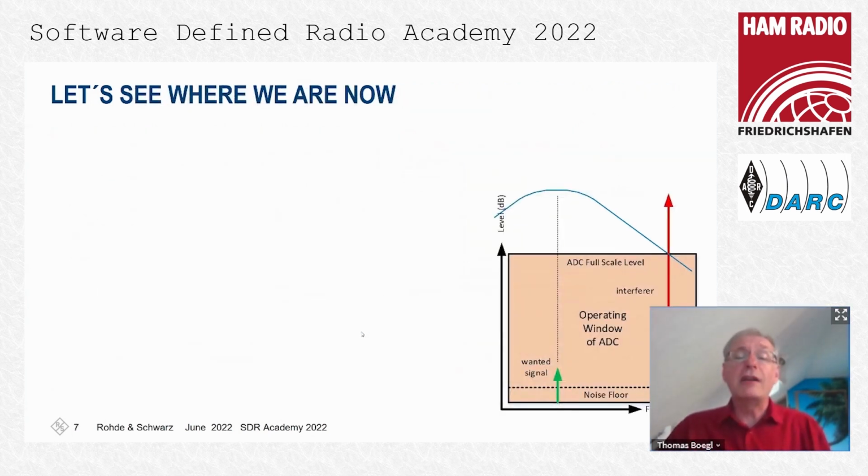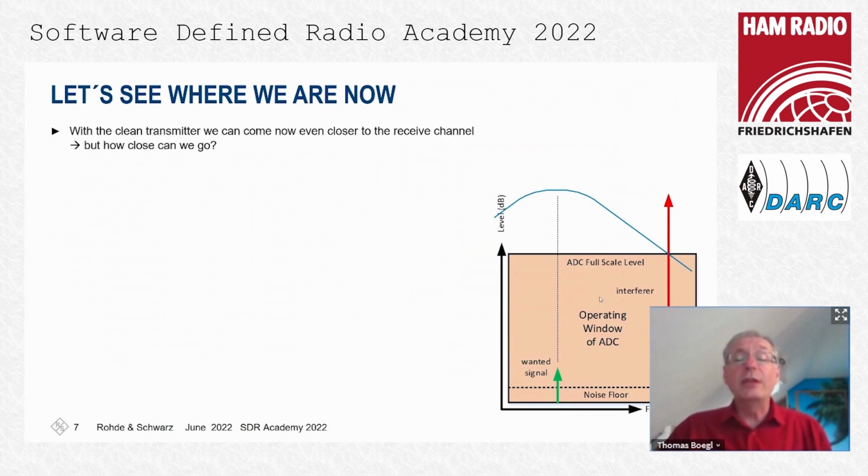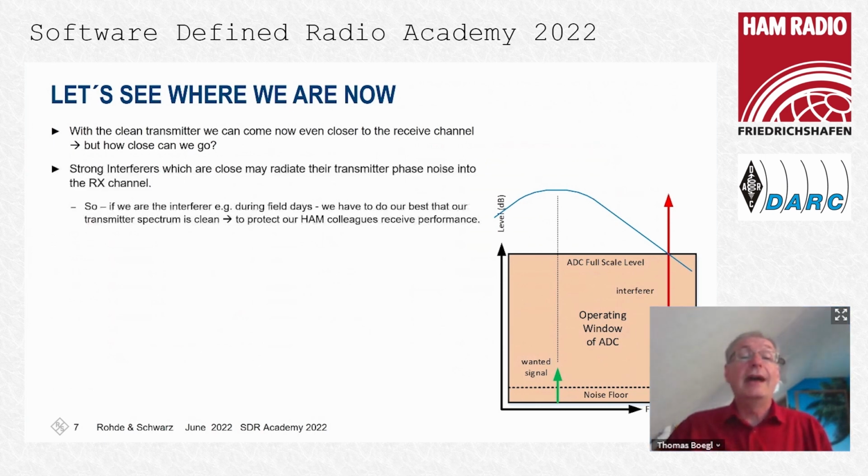So let's see where we are in the moment. So with a clean transmitter, we can come closer. That's sure. The question is, how close can we go? And we must be aware that those persons and organizations who are operating this transmitter signal have a responsibility to keep received channels clean. So if we are the interferer, for instance, during field days, we have to do our best to keep our transmit signal as clean as possible if we have the chance to do so.